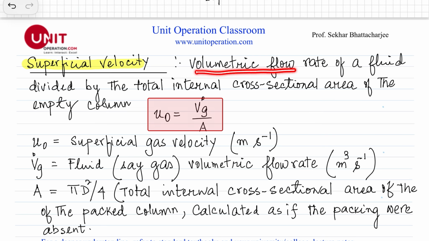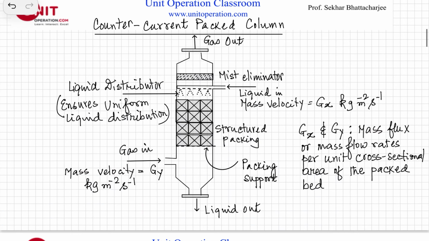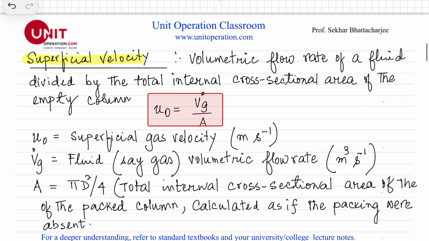What is superficial velocity? This is the volumetric flow rate of a fluid, so it could be the gas or the liquid, divided by the total internal cross-section area of the empty column. So let's say for the gas here, the gas is going in. What we do here, this U0, is the superficial gas velocity. This could be for the liquid also, and is given in meters per second. This is called superficial gas velocity or liquid velocity.